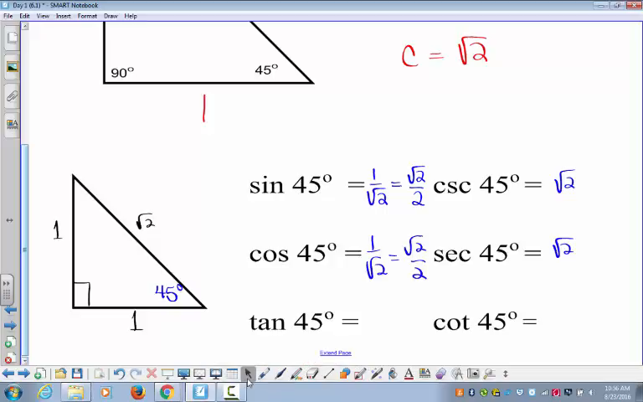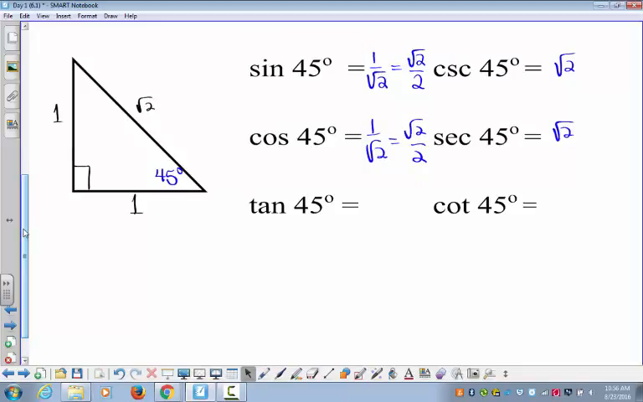Tangent 45. We have two ways to do it. We can do sine over cosine or opposite over adjacent. So at 45, opposite side is 1, adjacent side is 1, 1 over 1 is 1. Or root 2 over 2 divided by root 2 over 2, that's 1. Or 1 over root 2 divided by 1 over root 2 is 1. Doesn't matter how you look at it. Tangent is 1. Cotangent is the reciprocal of that, which is 1. Reciprocal of 1 is 1.